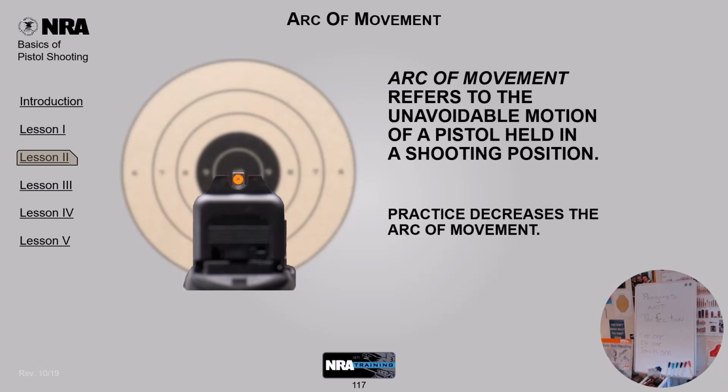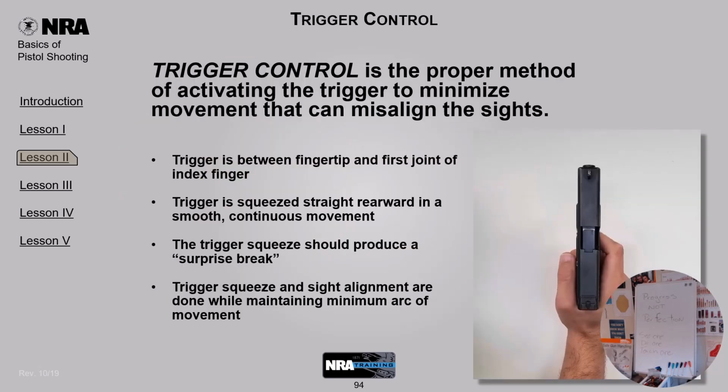So again, while you're taking the test, remember that the arc of movement never stops. All right, trigger control is the proper method of activating the trigger to minimize movement that can misalign the sights. Your trigger is between the fingertip and the first joint.